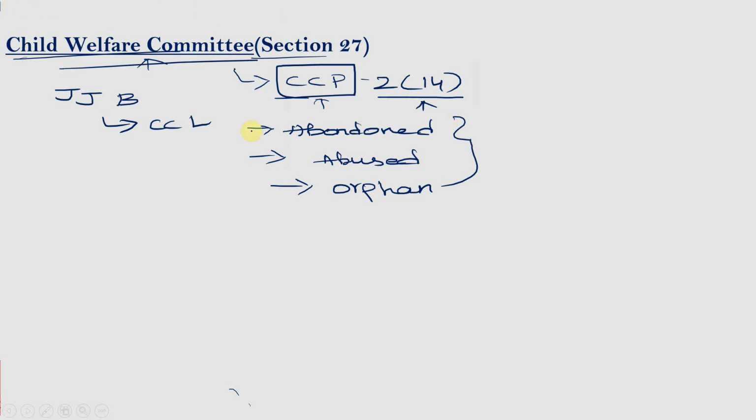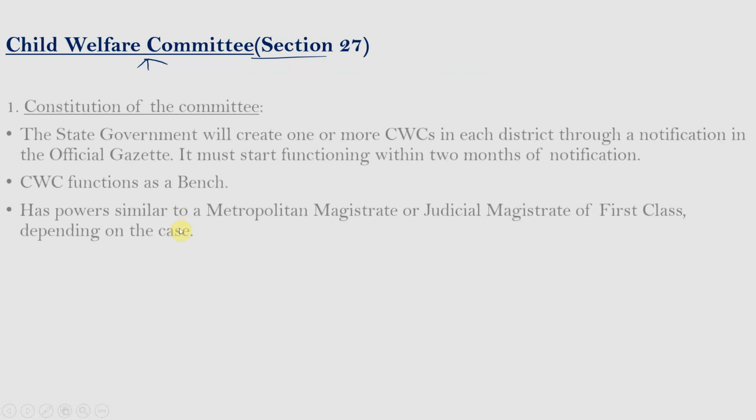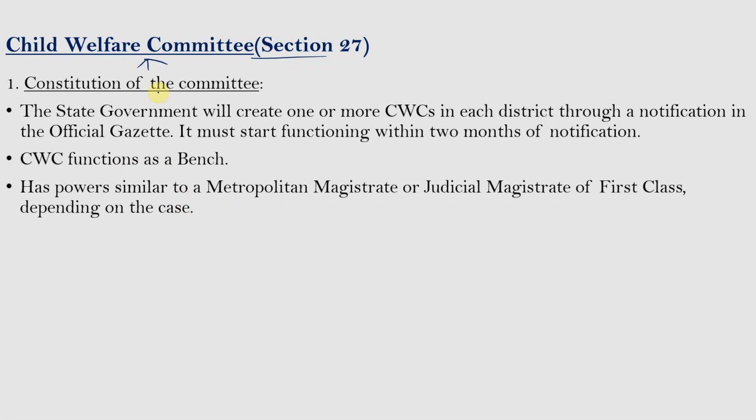Now let us understand the constitution of the committee. The state government will create one or more CWCs, that is the Child Welfare Committees, in each district through a notification in the official gazette. It must start functioning within 2 months of notification. So the state government under section 27 shall issue a notification through which the Child Welfare Committee is established, and it shall start its functioning within 2 months of that notification.